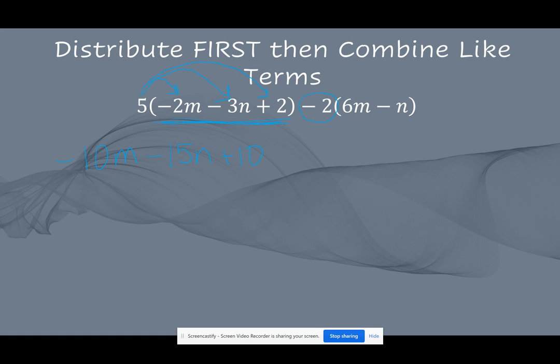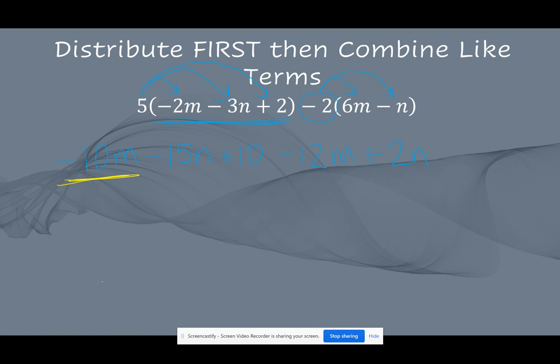Then we're going to distribute this whole -2. So -2 times 6m is -12m. And -2 times -n is plus 2n. Now we're going to combine our like terms.